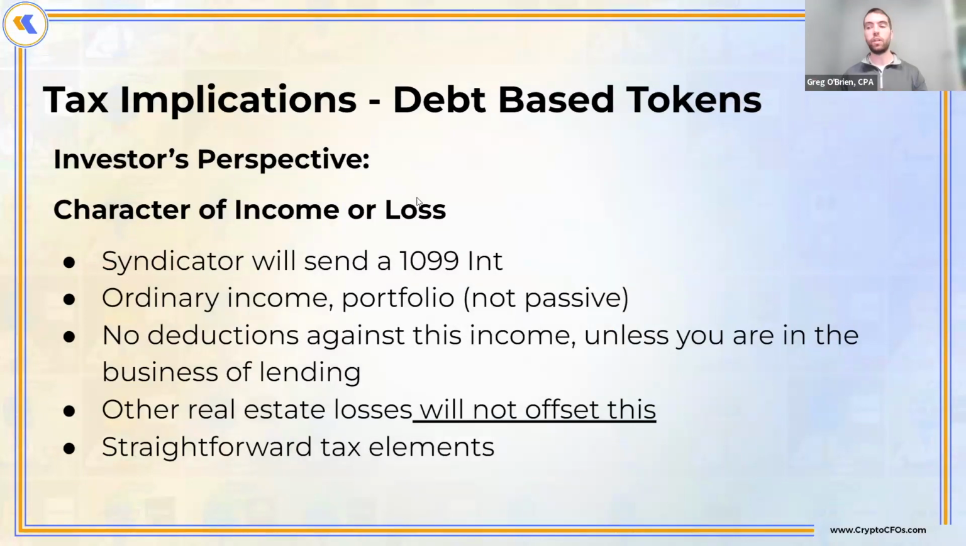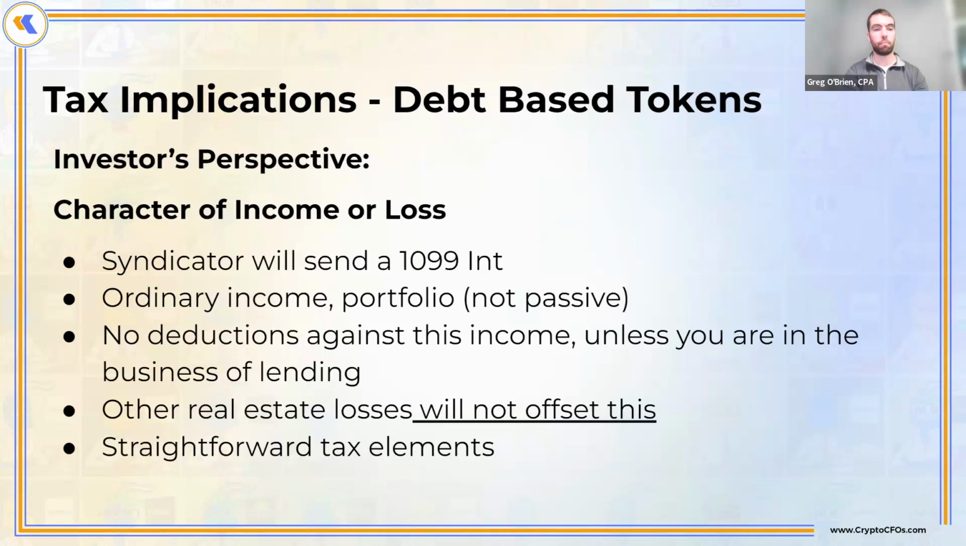All right, very quickly on the debt side of this. So if you're going to invest in the debt side of this, that's great. The only thing to consider here is that the syndicator should, I say should, but it does not always, send you a 1099-INT, just like Bank of America sends you, just like Coinbase could send you, right? So a 1099-INT for the interest, it's going to be ordinary income. And if you're thinking, oh, great, I'll do this and I'll offset my real estate losses, you can't do that. This is considered portfolio income, which is not the same as passive income.